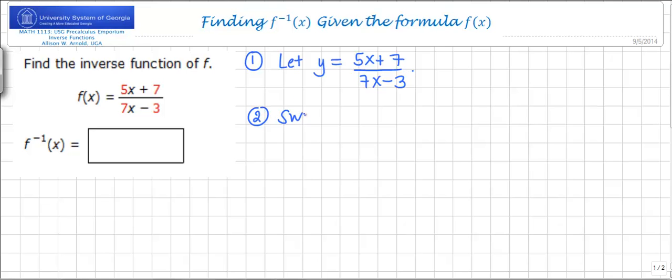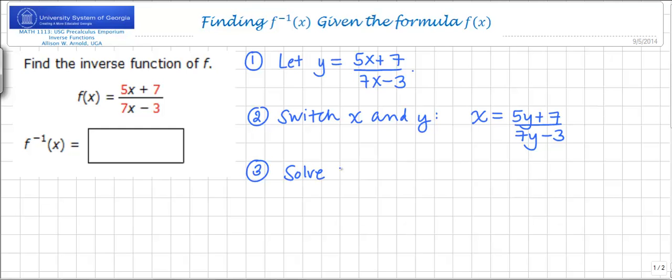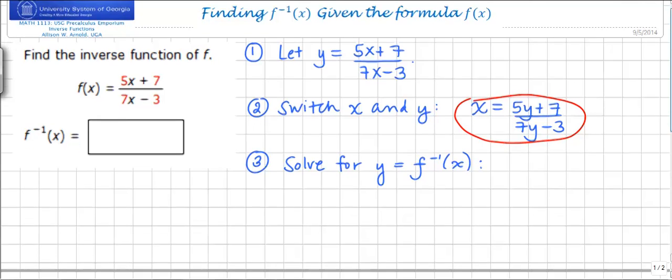We'll switch x and y to get the rule for the inverse, which would mean that we have x equals 5y plus 7 divided by 7y minus 3. And then lastly, the hardest task of all will be to solve for y in the inverse formula that I'm circling in red. And that will be y in terms of x and will be the formula for f inverse.